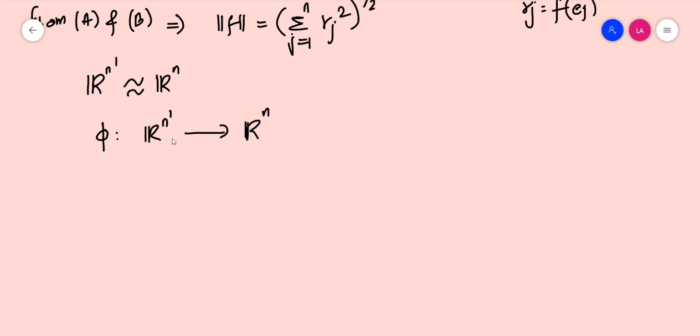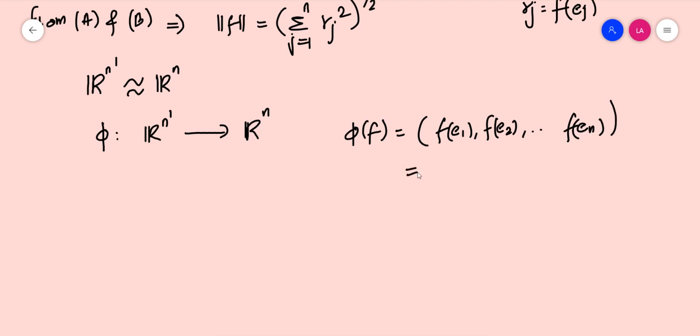Now understand that every element in Rn dash is a linear functional. So phi operates on linear functionals. So phi of f should be equal to (f of e1, f of e2, etc., f of en), where e1, e2, etc., en is the standard basis, or (gamma 1, gamma 2, etc., gamma n). This is our definition. We have to prove that this is linear, this is 1-1, and this preserves norm.